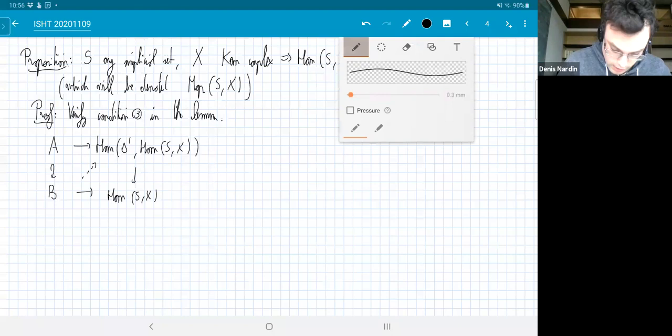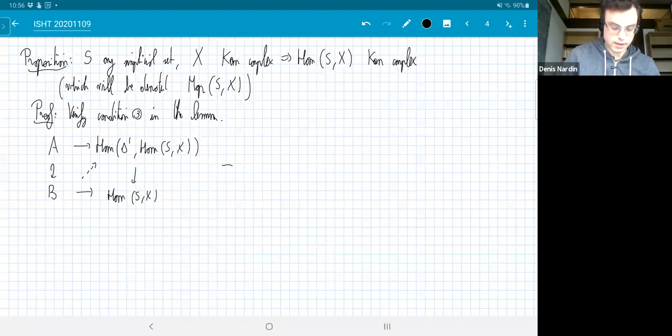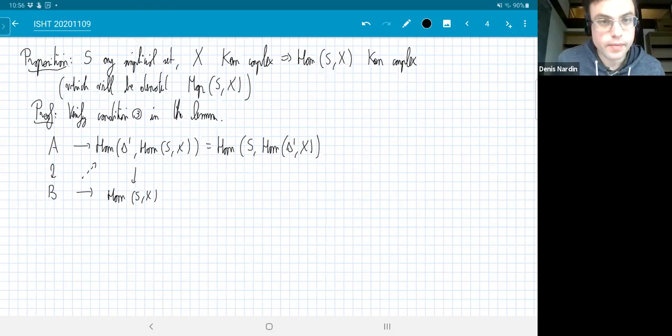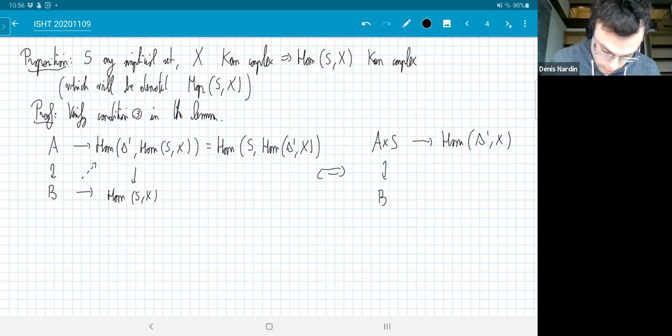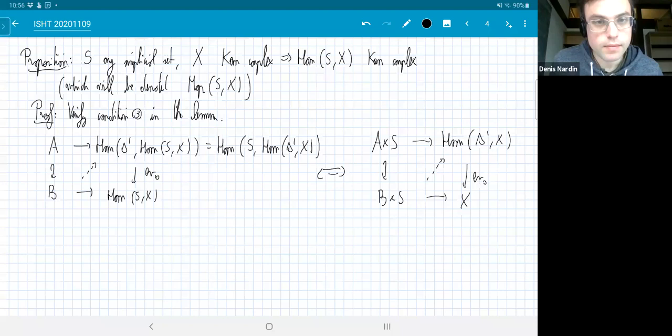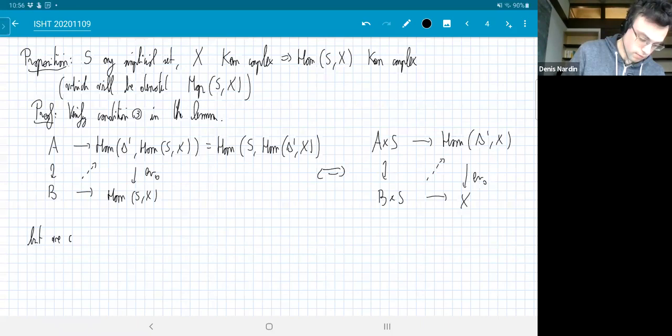And the idea is using this hom. First of all, note that you can write these as hom S hom delta one X. Just look at the definition, these are literally the same sets. And so to construct a lift like this is the same thing as constructing a lift F0, a lift like this. But we can do that because X is a Kahn complex and by the lemma.